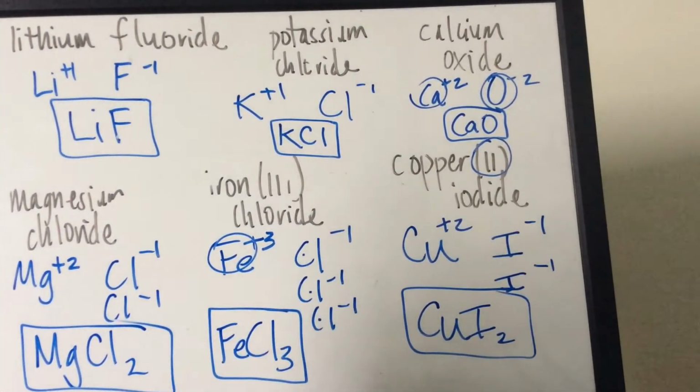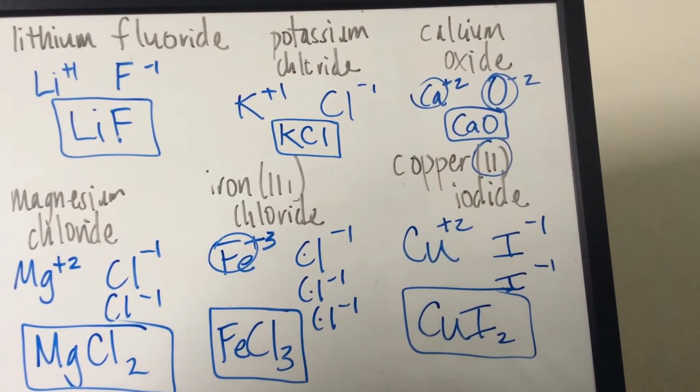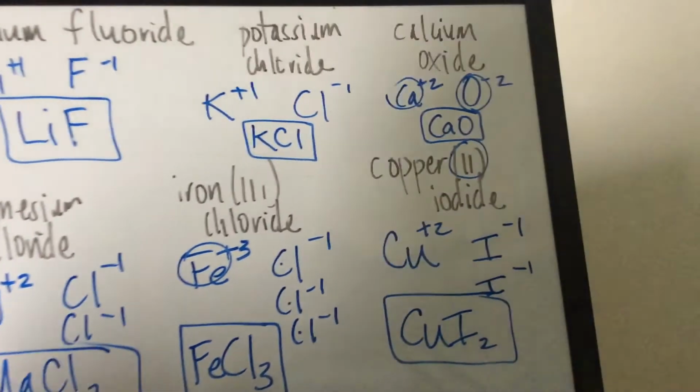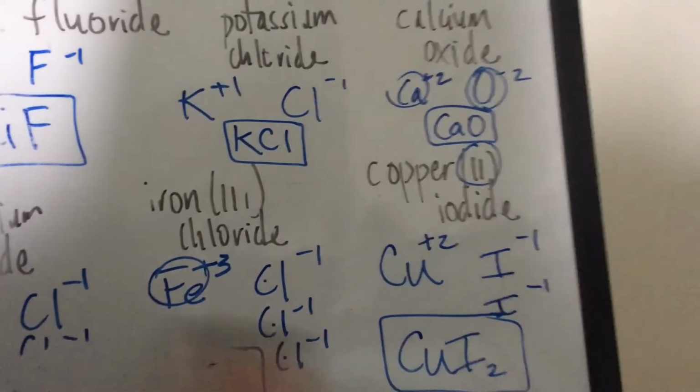Okay, those are the first 6 examples. And now you are writing ionic formulas, or you have learned to write ionic formulas. Oops, sorry. Okay, and then let's do these last examples real fast, and we'll check and see how we are.